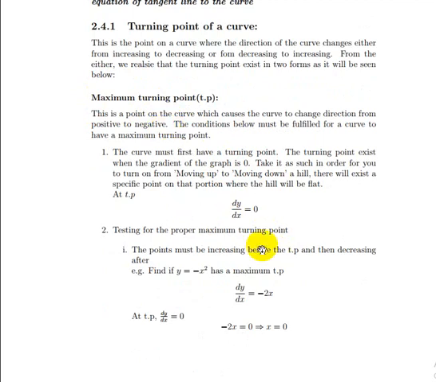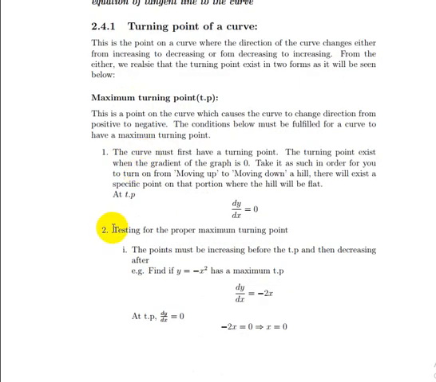So to find if there is a turning point, you realize that you're going to use a formula dy over dx. Now the next portion, if you have found that there is a turning point, then you can find if the turning point is maximum. So the question is, how do you find if a turning point is maximum?